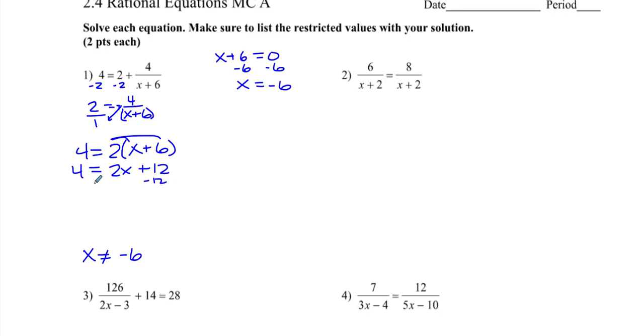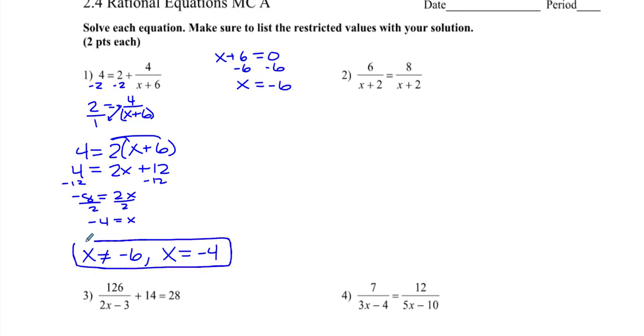We're going to subtract the 12. 4 minus 12 is negative 8. And this is equal to 2x. Divide by the 2. We get negative 4 equals x. So the other part of our solution is x equals negative 4. So we can't equal negative 6, but we can equal negative 4. All right. Over here, we do the same thing. We got x plus 2, x plus 2. We only need to do it once. Okay.